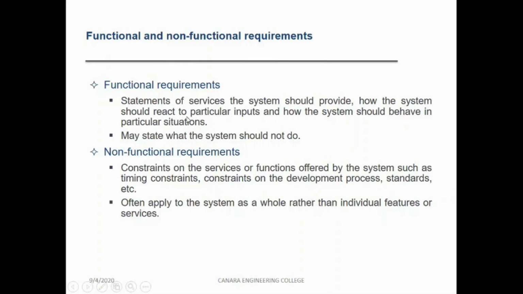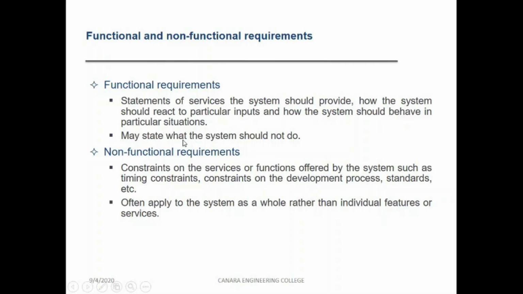This is the same thing, a reaction to particular input. So there is a limit of only 100 inputs. How the system should behave in a particular situation, like if there are more than 100 users, is all written in the functional requirement. How the system should behave if there are more than 100 users. I am giving just a small example.